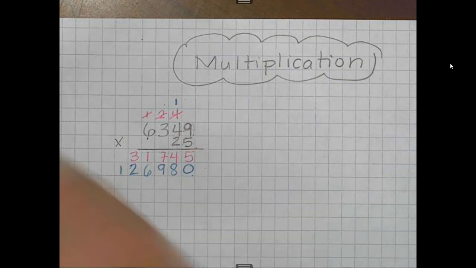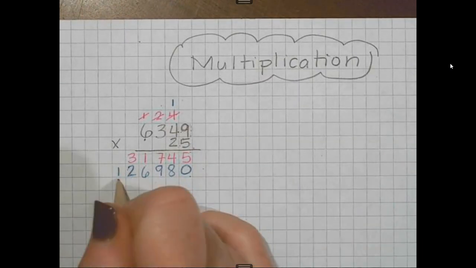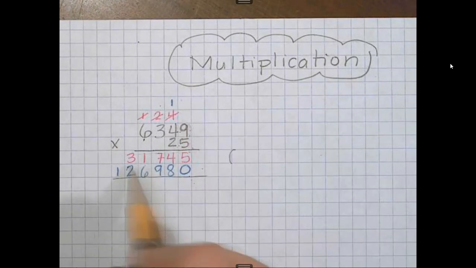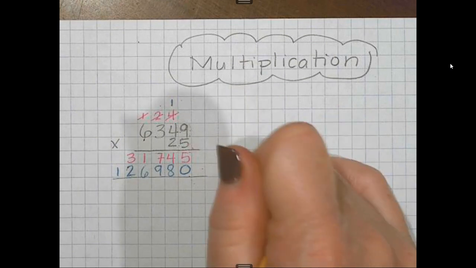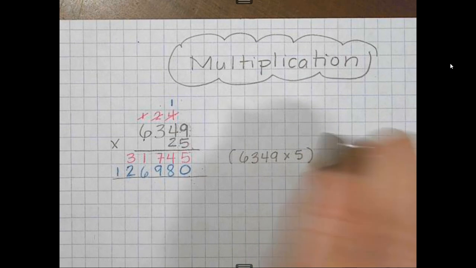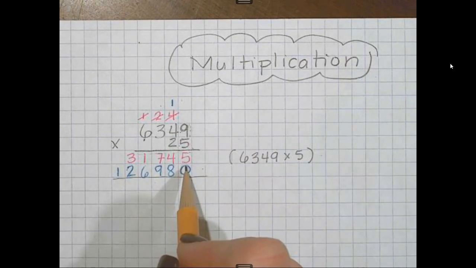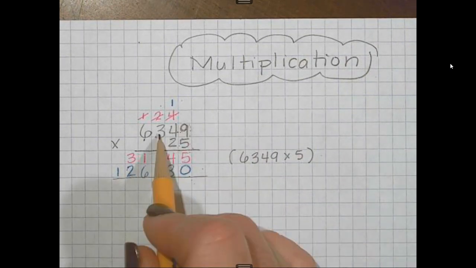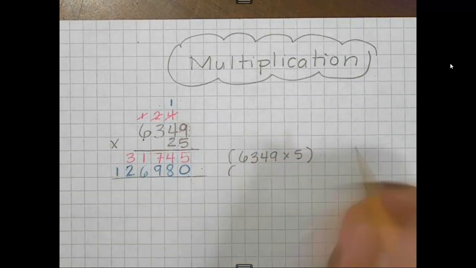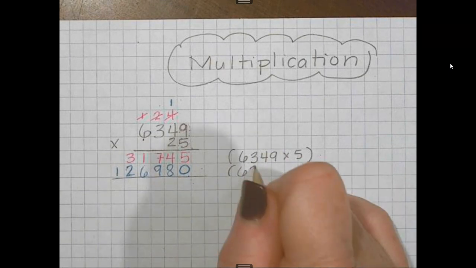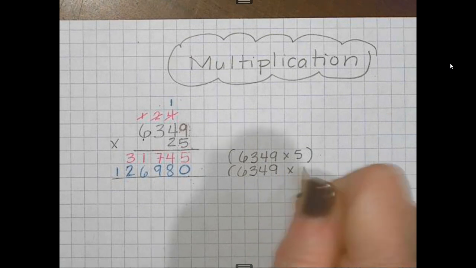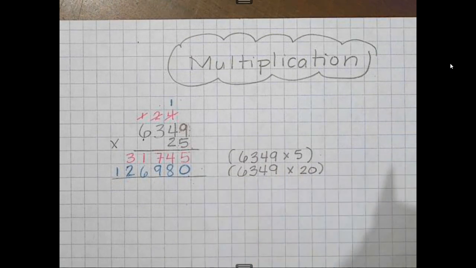Now, we're going to add these numbers together because what we have here are partial products. So the one right here in pink is really what happened when we multiplied 6,349 times 5. It's right here, 31,745, that partial product of multiplying times 5. This number right here, 126,980, is what happens when we multiply 6,349 times 20. All right.